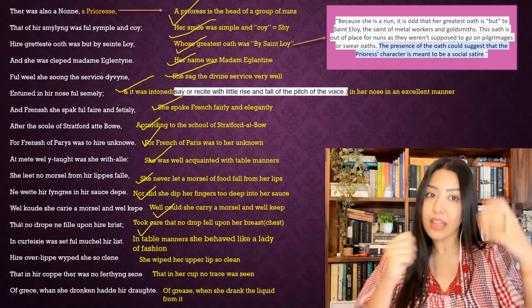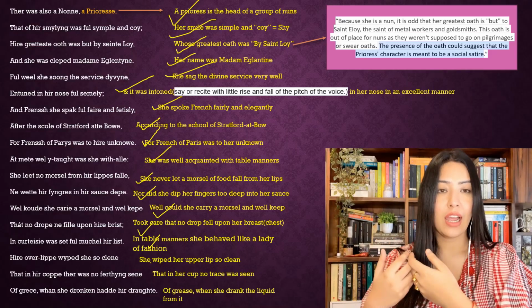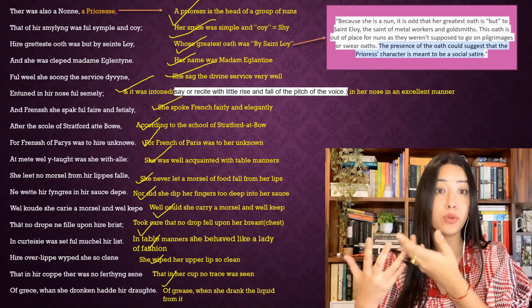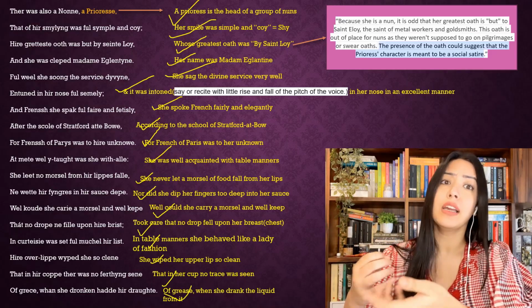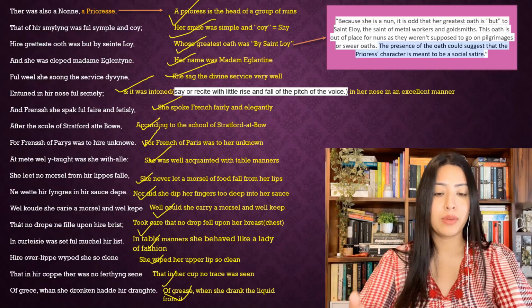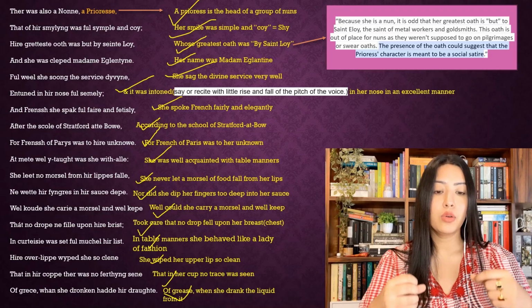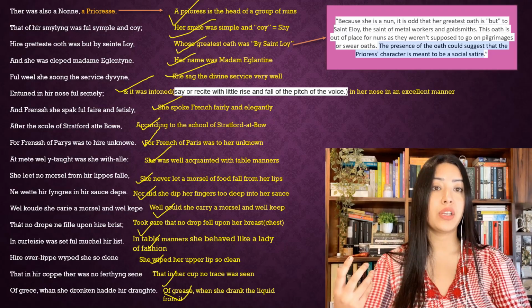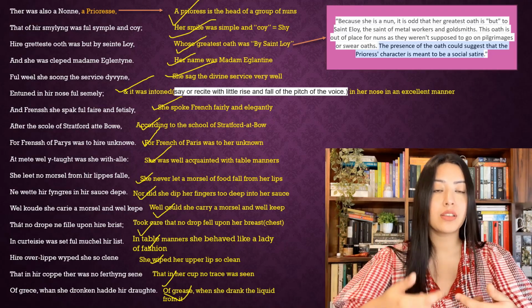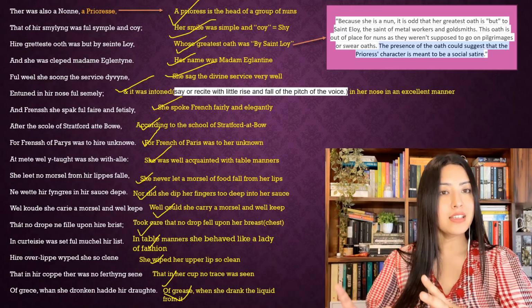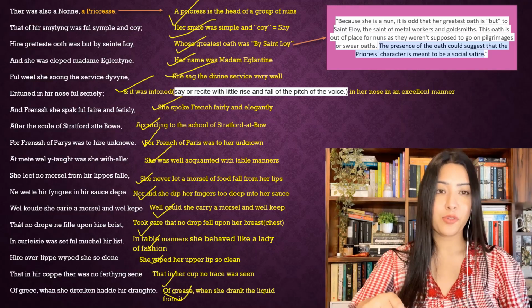She knows how to speak the higher class society's French. I mean, she was not fluent. She could speak French fairly, which she picked up from the school of Stratford at Bow. And though she could recite the service very well, and it was intoned in her to sing the service and all that, everything else is of importance to her. Table manners are of importance to her.